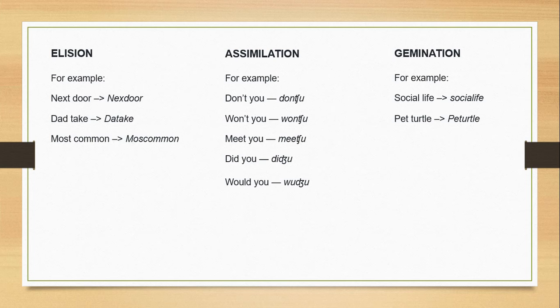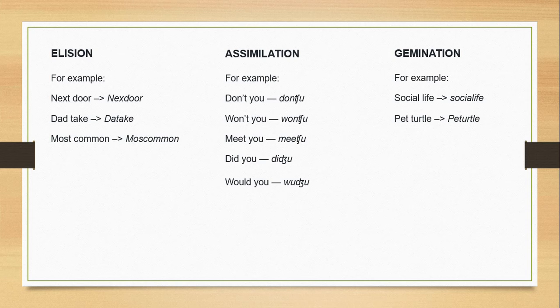The next is assimilation. Assimilation means two sounds blend together, forming a new sound altogether. This often happens with t and y, which make ch, and with d and y, which make j. For example, we can connect don't you, want you, meet you, did you, and would you.